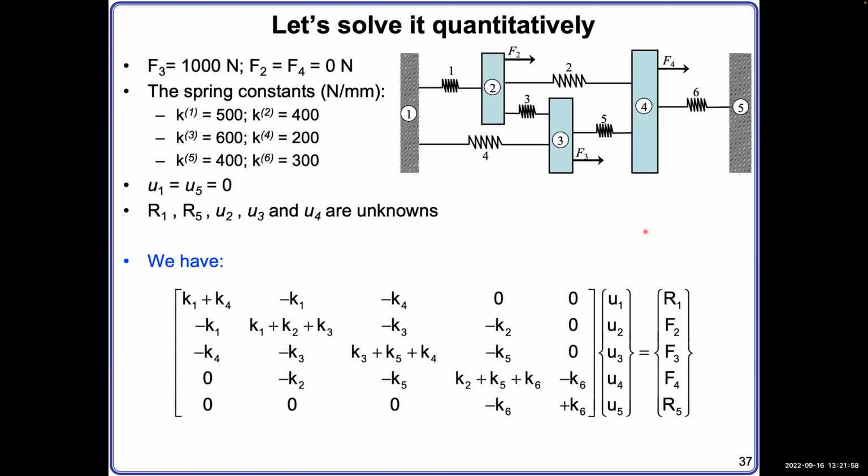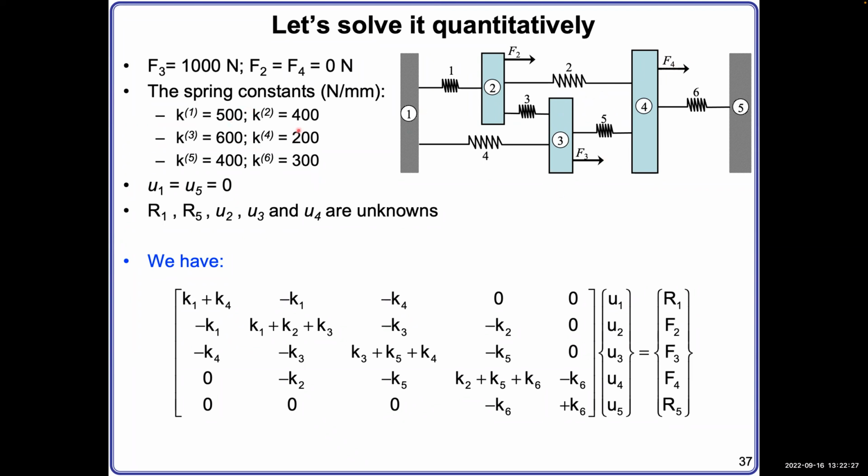So that's the theory that you can follow to solve the 1D spring system. Now, we provide a specific example with specific numbers. For this system, we have the force F3 given as 1000 Newton, and F2 and F4 are 0 Newton, so no force actually is equal to 0. And we have 6 springs.